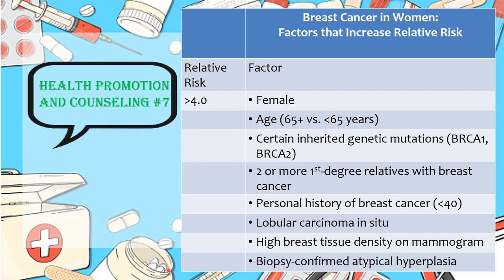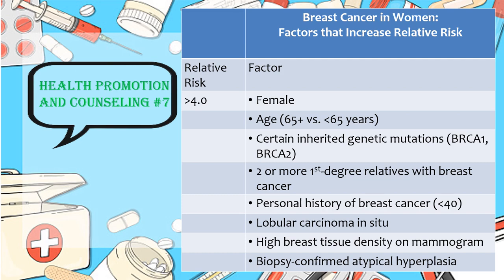Okay, so this table shows the factors that increase relative risk. So there is a greater risk for female. It is greater than 4 relative risk for those patients age 65 plus versus those patients below 65 years old. For those who have certain inherited genetic mutations, or breast cancer gene 1 and 2. Or if there are 2 or more first degree relatives with breast cancer, so mataas ang risk. Personal history of breast cancer, lobular carcinoma in situ, high breast tissue density on mammogram, and biopsy confirmed atypical hyperplasia.